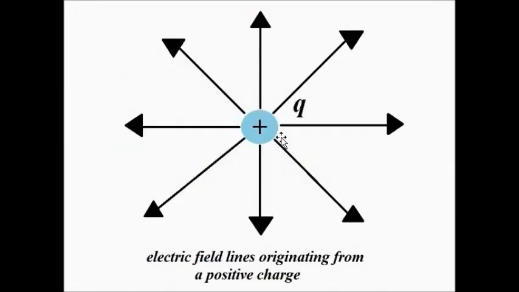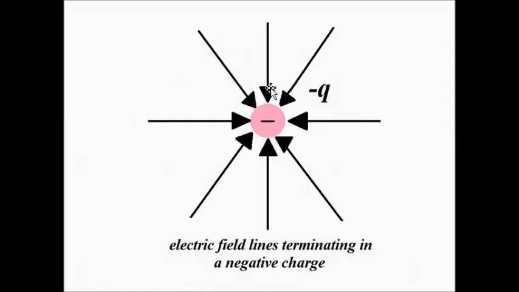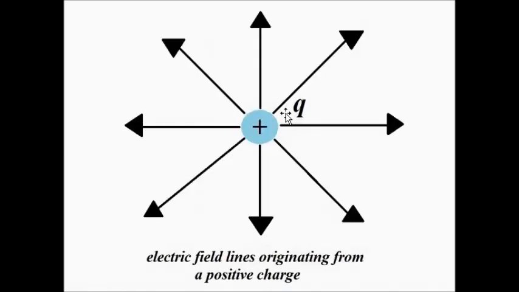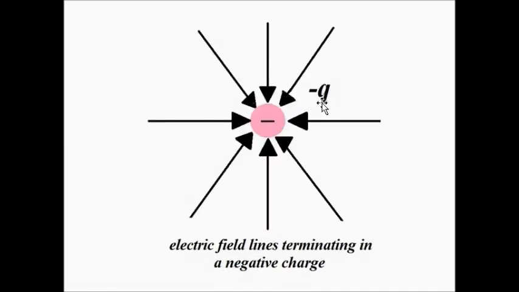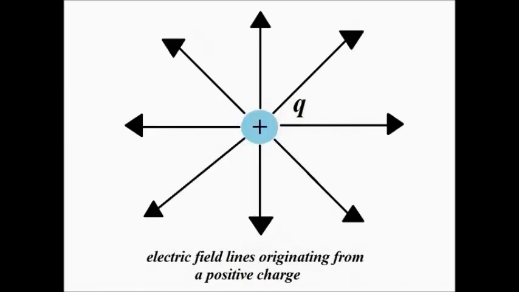At plus q, field lines are starting because it is a positive charge. At minus q, the field lines are ending, they are terminating, because it is a negative charge. Here it is plus q, 8 lines are originating, and here it is minus q, same magnitude, so 8 lines are terminating. So the number of field lines is the same in both the cases.